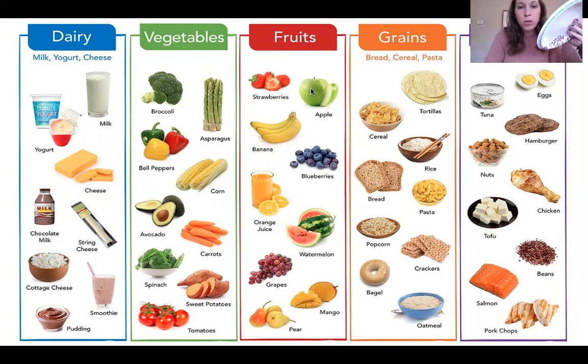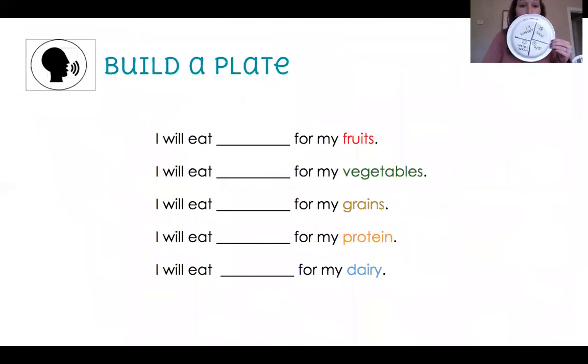For my fruits, I am going to put some blueberries in my yogurt. And then for grains, I think I will eat a bagel. And protein, I love eggs for breakfast. Eggs. Okay, now that I have filled my breakfast plate with so many good foods, I'm going to practice speaking about my plate.